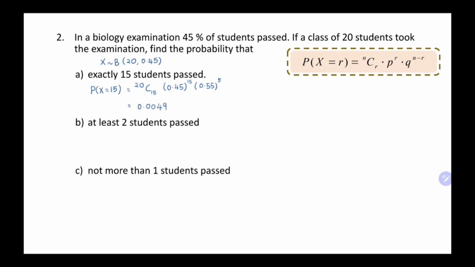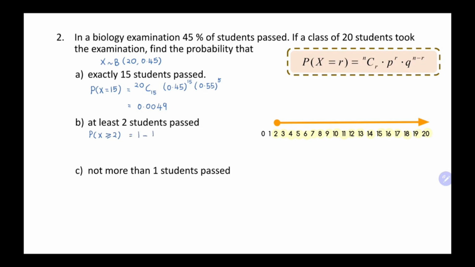Question B, at least 2 students pass. At least 2 means P(X) greater than or equals to 2. Greater than or equals to 2 means we start from 2 until 20. So terlalu panjang untuk kita kira. So we can use other ways. We use 1 minus P(X) less than 2.